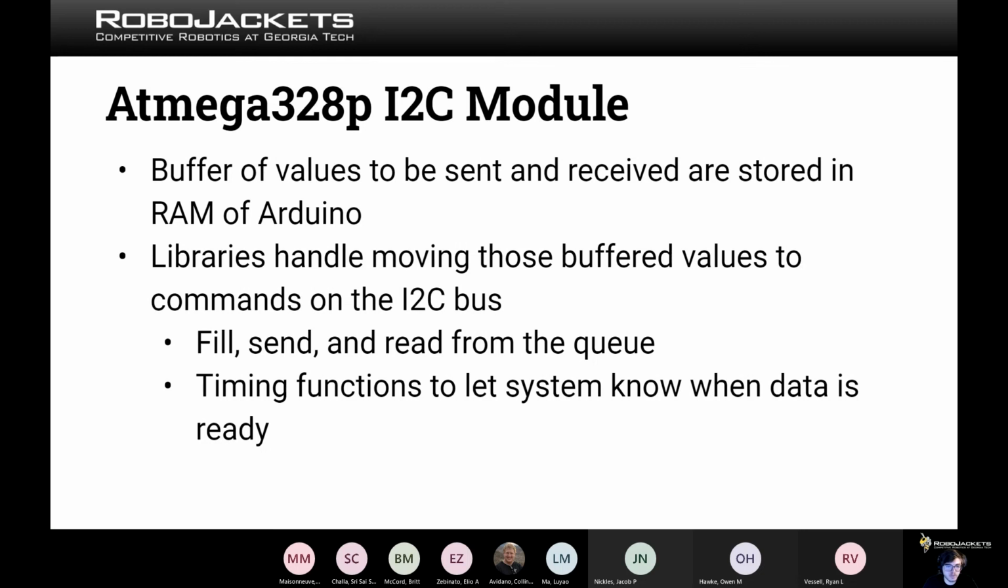The libraries that we'll be using already handle a lot of the work of moving the buffered values to commands on the I2C bus. But if you're on a brand new chip, as somebody writing firmware, you may have to write these libraries to make it nice and easy. The libraries that we're using have a way to fill, send, and read from that queue, or from the buffer. A queue being first in, first out, so the first thing that arrives, you'll handle first, etc. And it also has timing functions to let the system know when the data is ready.